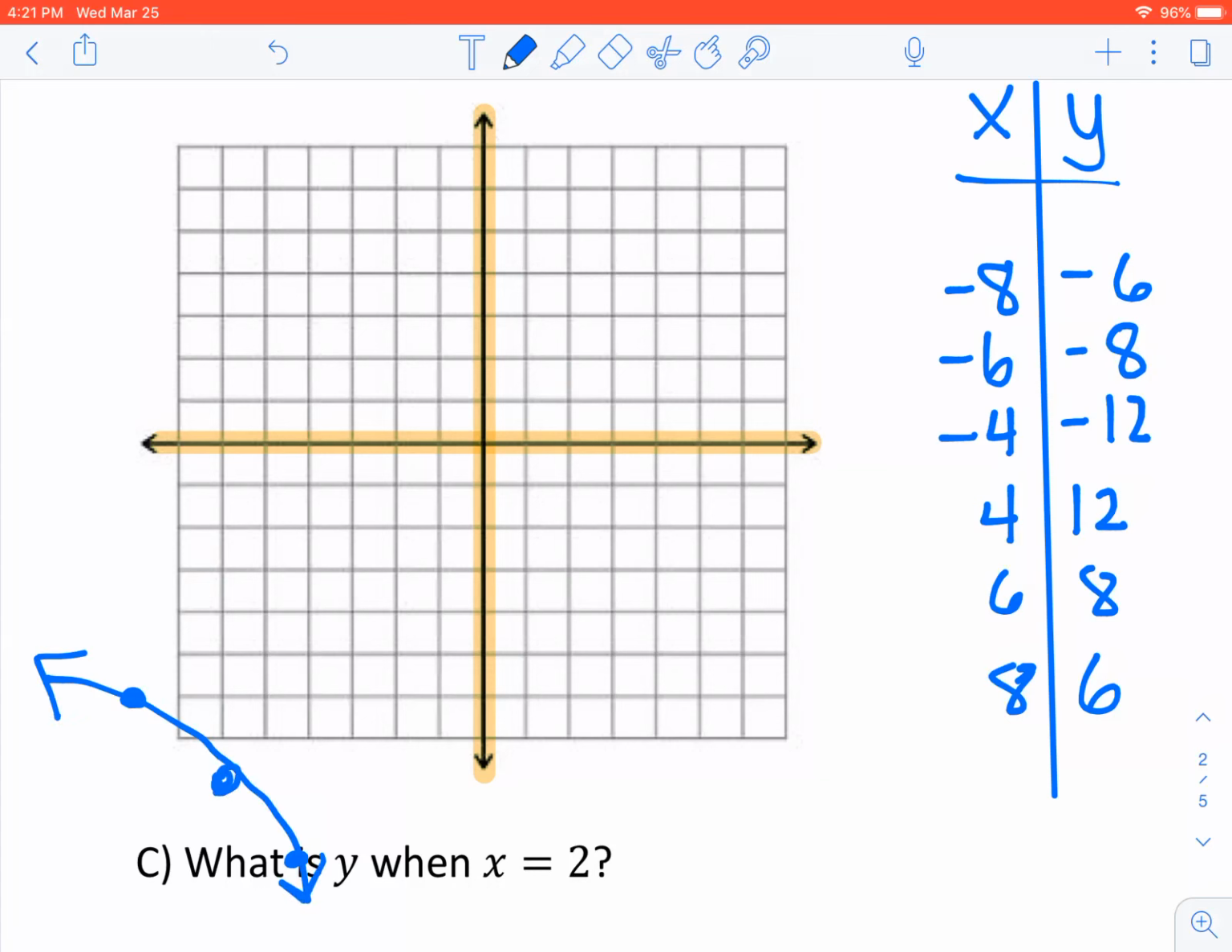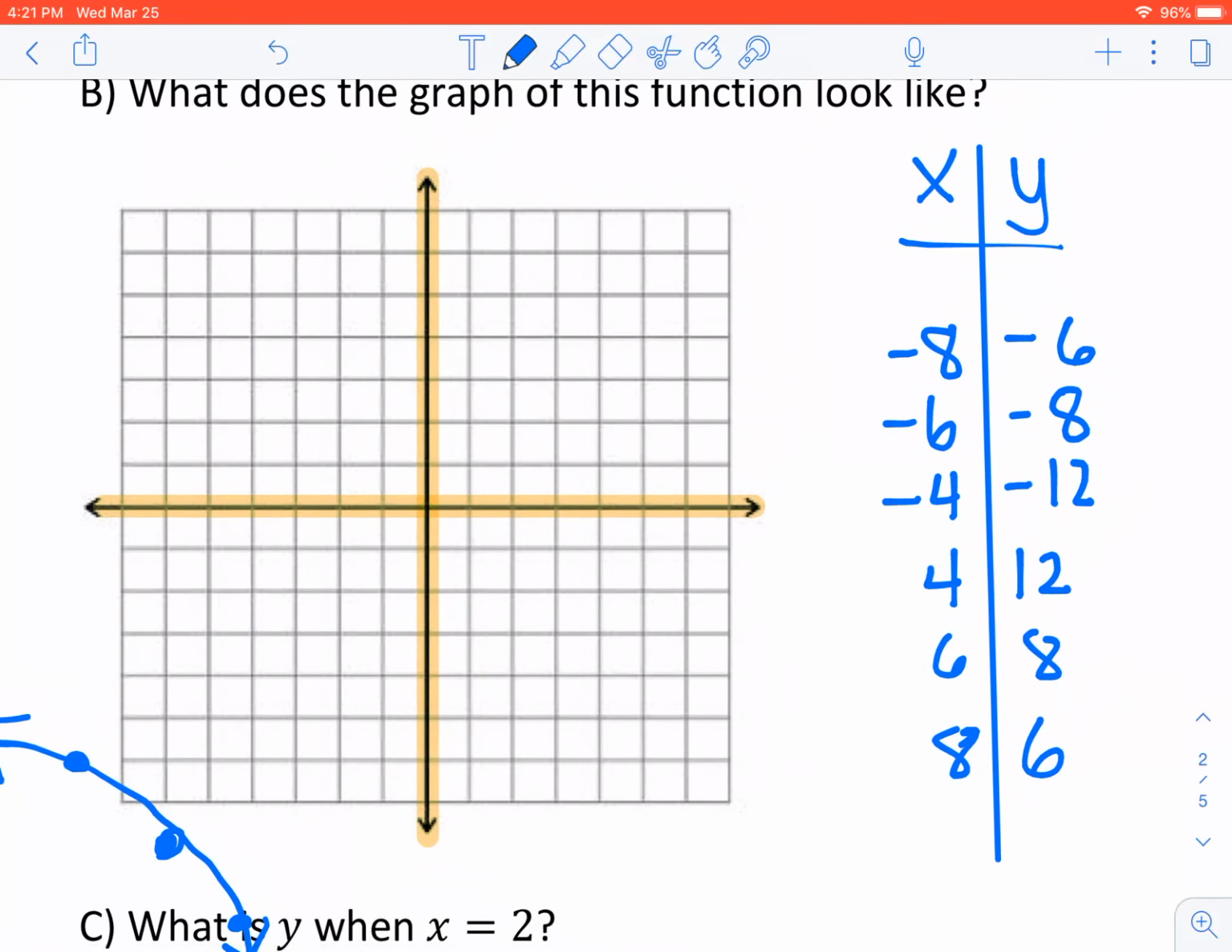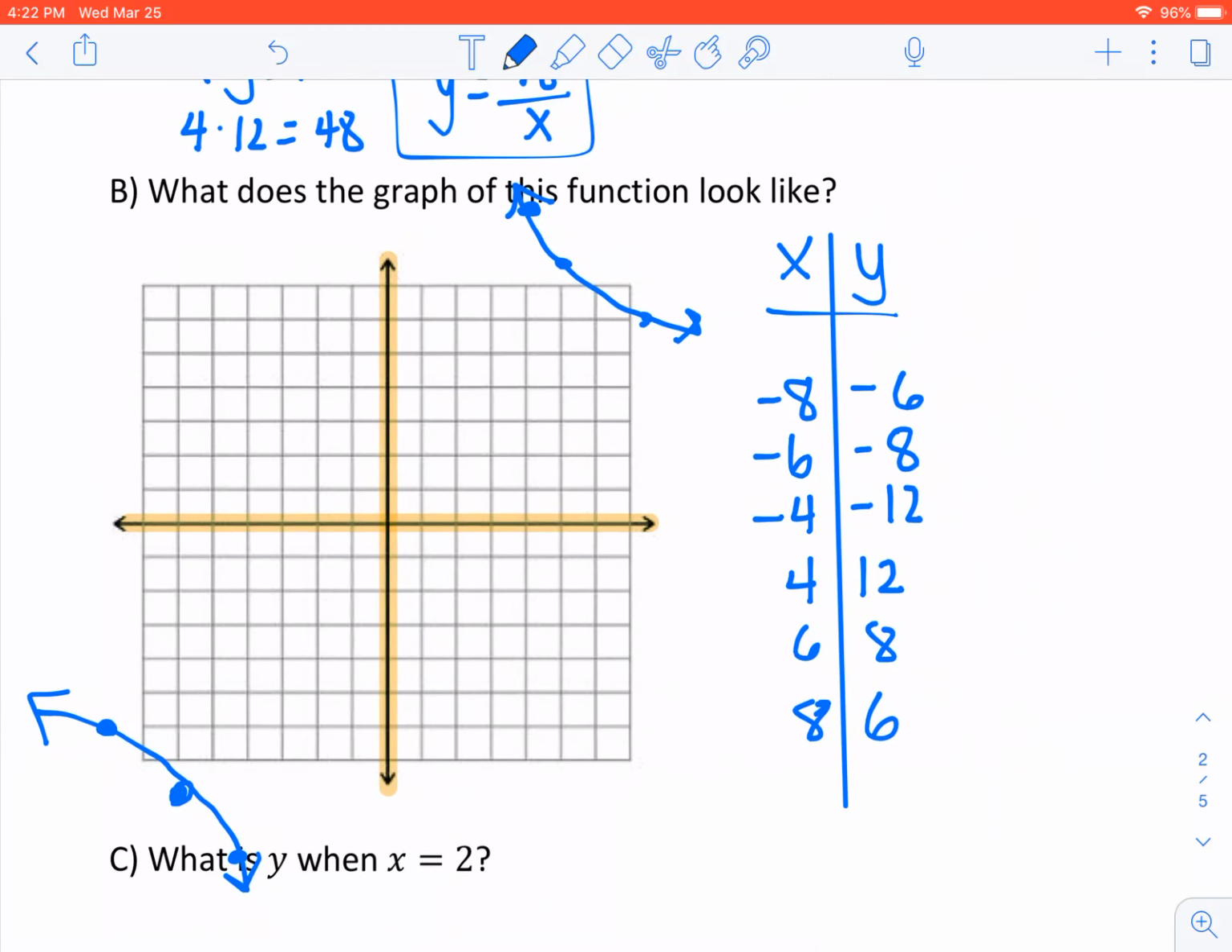Okay. And then we have 4, 12. 1, 2, 3, 4. Maybe something up there. 6, 8. And then 8, 6. And then we have our other curve over here. Okay, and again, these inverse variation graphs will always look like that.